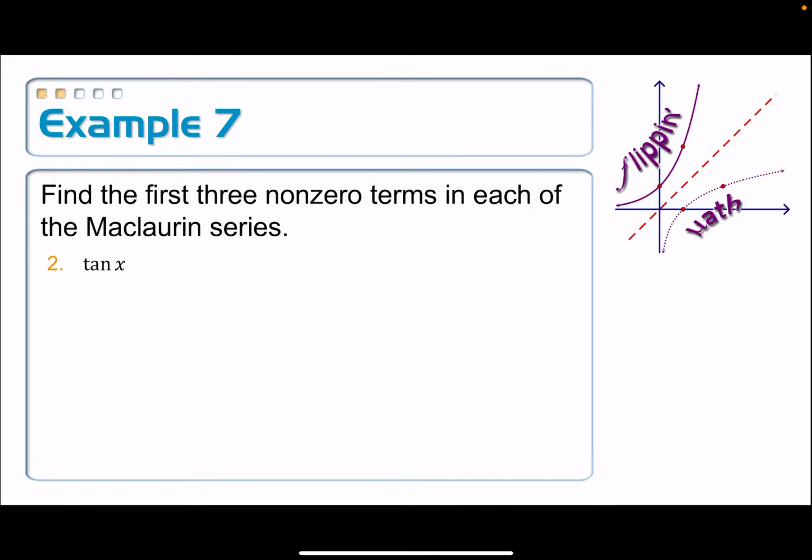In the second half of example 7, we've got tangent x that we have to do the Maclaurin treatment to, or at least the first 3 non-zero terms. So this is another example that you certainly don't want to just take a whole bunch of derivatives of. Well, just think about the derivative of tangent. Derivative of tangent is secant squared.